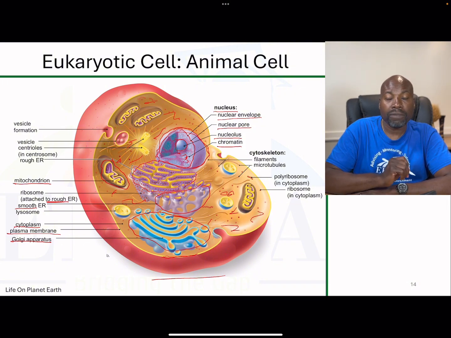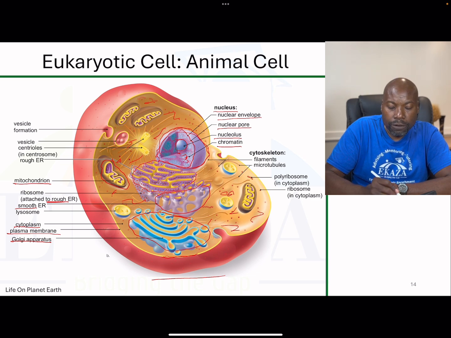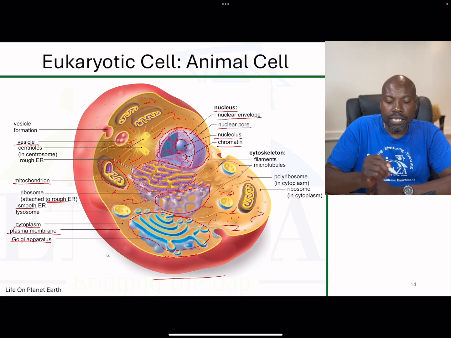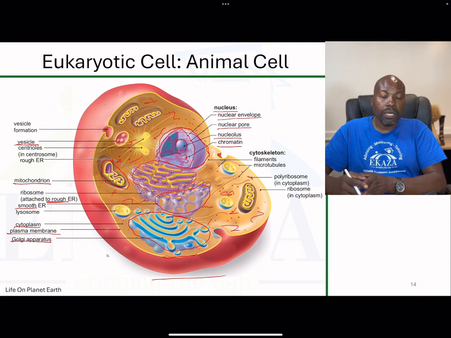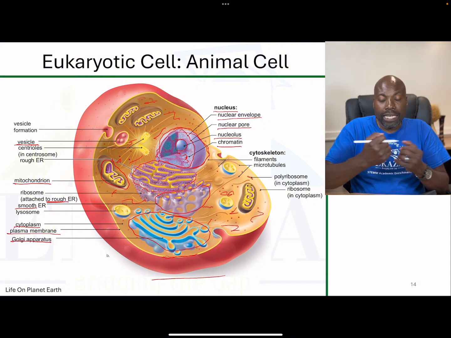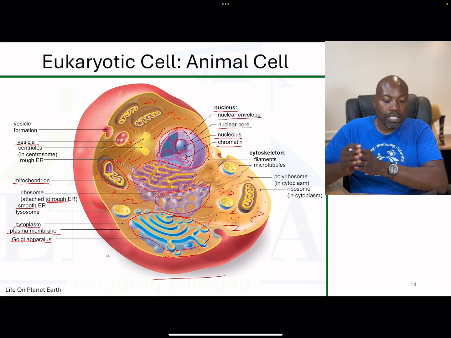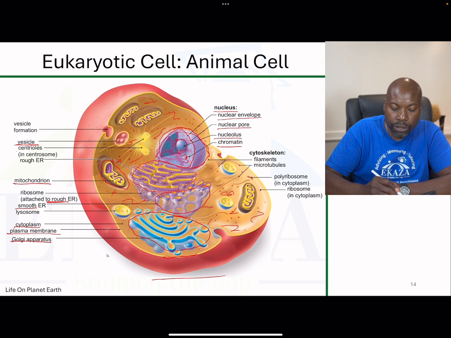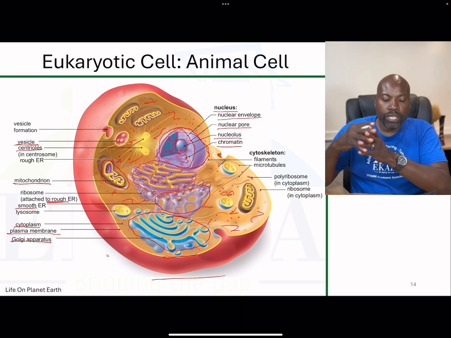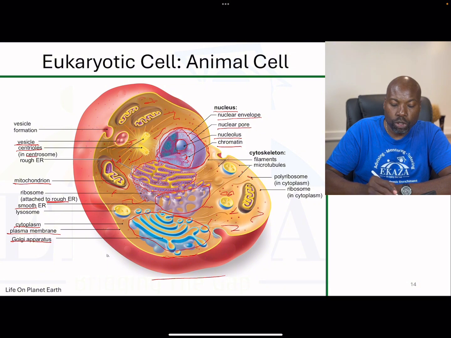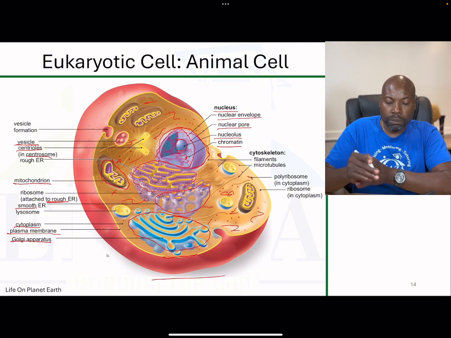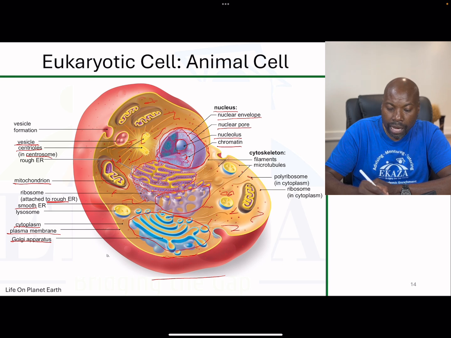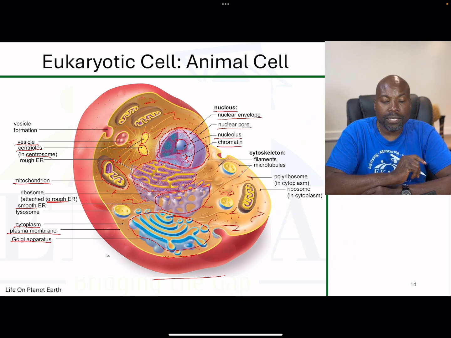So this is the part of the cell that produces the energy that is needed to support cellular work. Then we're going to have some vesicles. These vesicles are going to carry some material outside of the cell or inside of the cell. These are transport vesicles. And then we have centrioles. Centrioles are in a region that we call centrosome. This centrosome is going to house the centrioles that play a very important role during cell division.